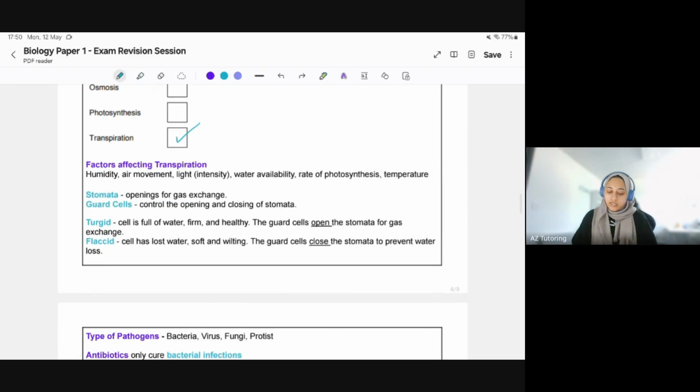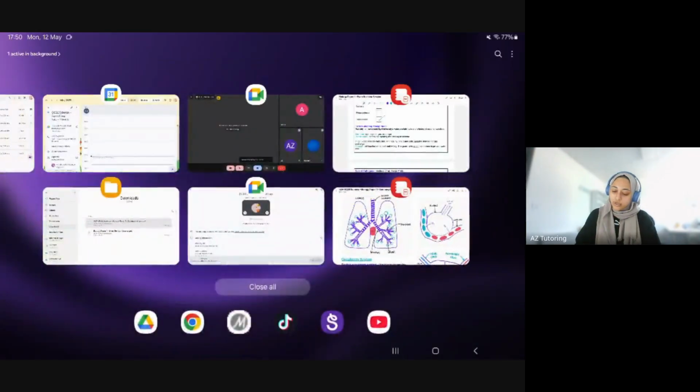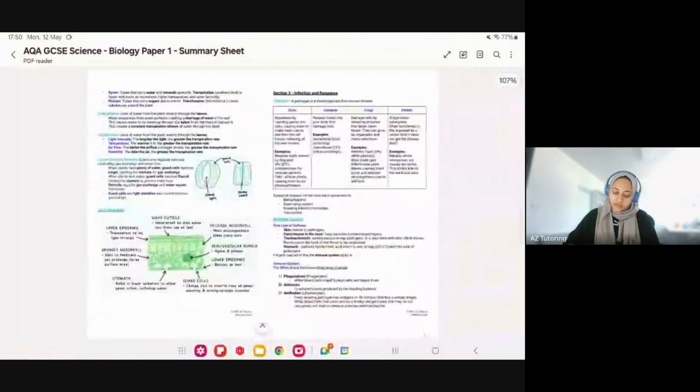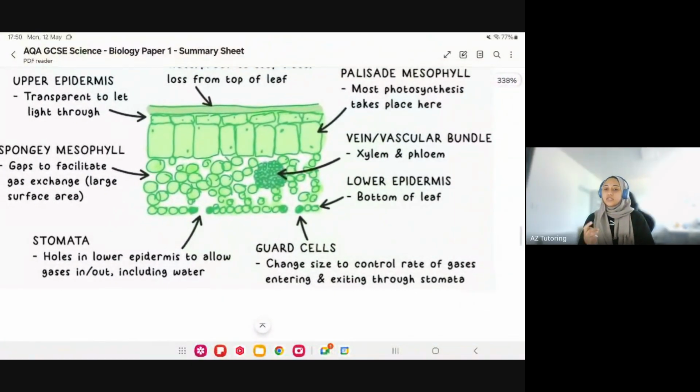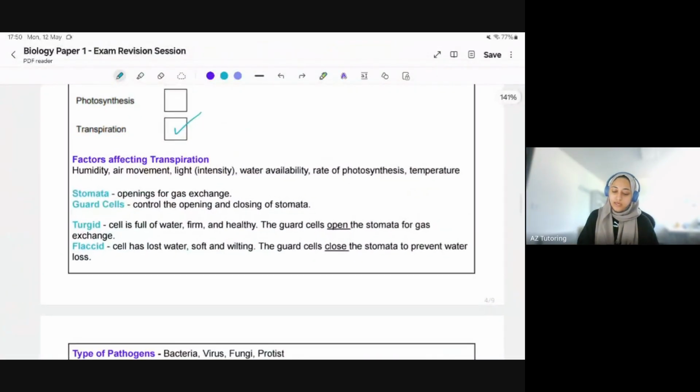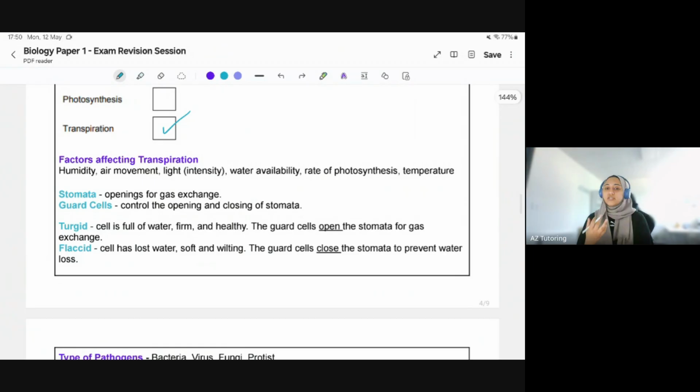Okay, stomata and guard cells. These are at the bottom of the leaf. I'll just show you the leaf structure here. You can see right on the bottom there, we've got the stomata. They say stoma if it's just one, and the guard cells control the stomata opening and closing. So why do we have stomata? It's for gas exchange. It's to allow gases into the leaf. The guard cells control the opening and closing of that.